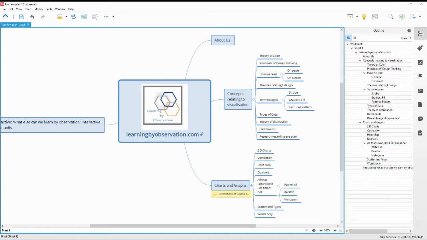Let's go back to the data science example. Currently, we intend to focus our efforts in a space where data meets analysis and visualization. Learning by observation has started its journey in the virtual space in the form of a website. And on the website, you'll find something about us, but that's for another day.